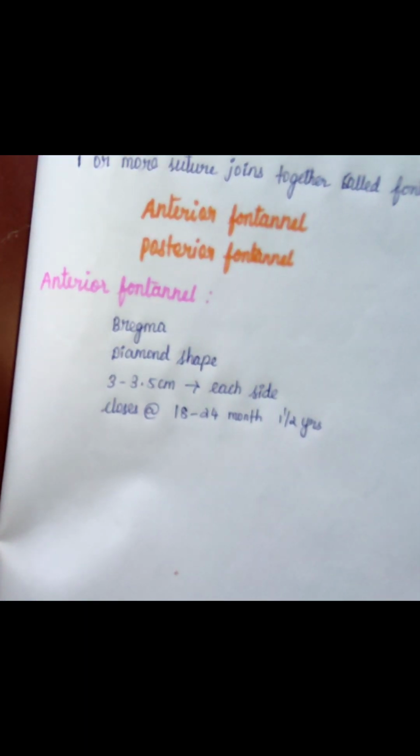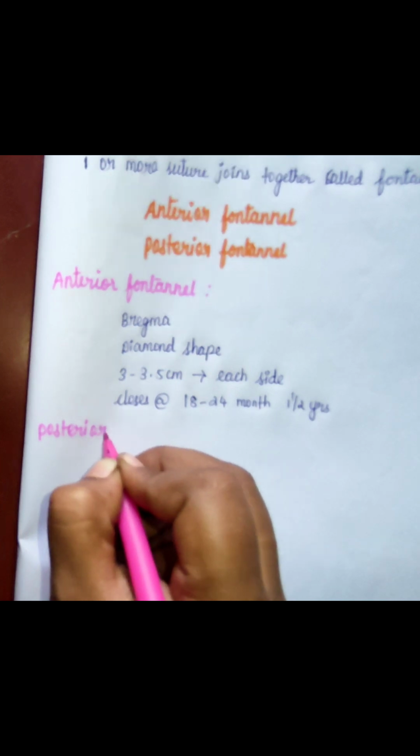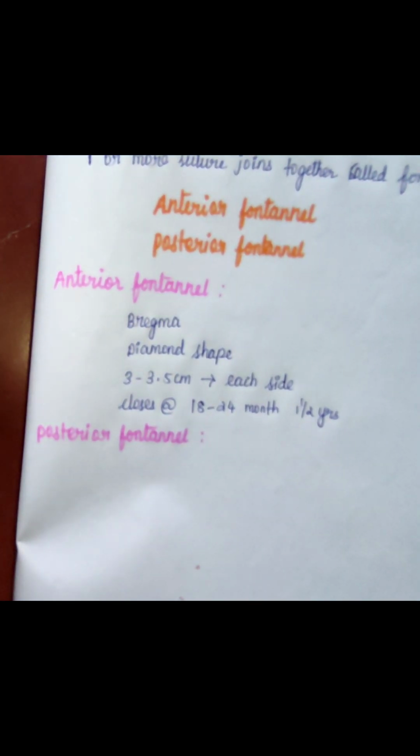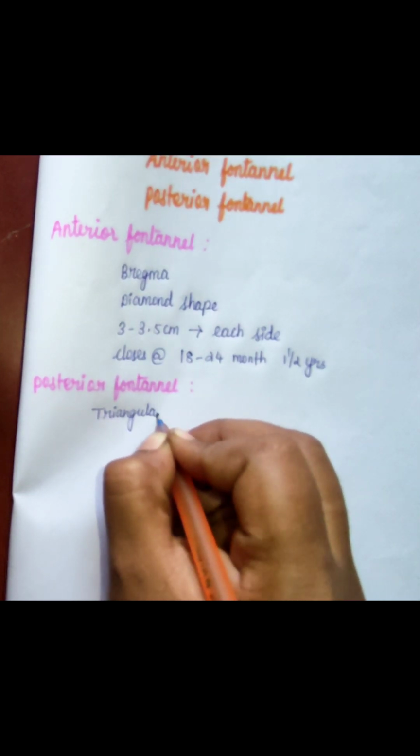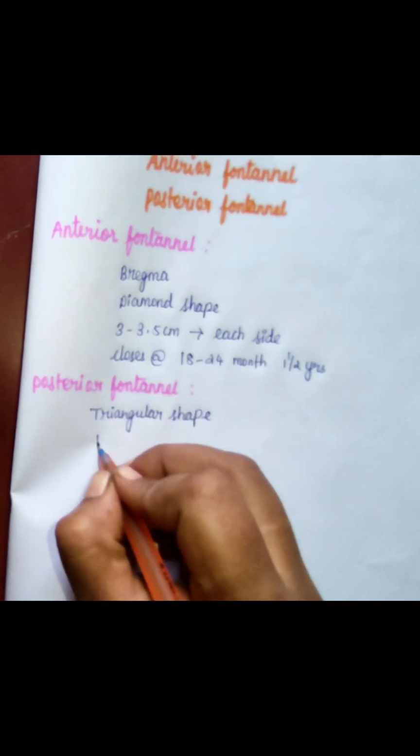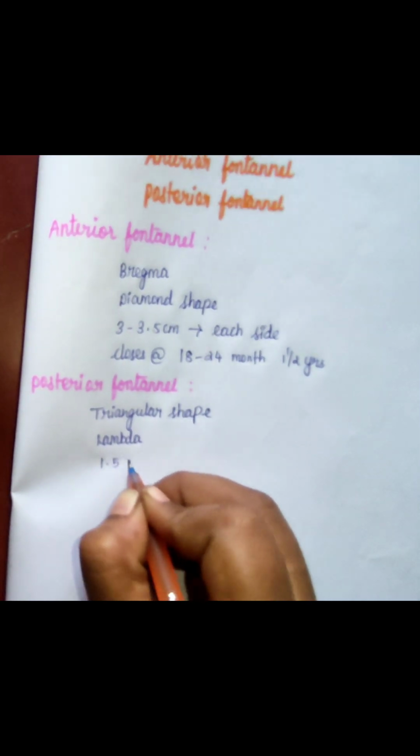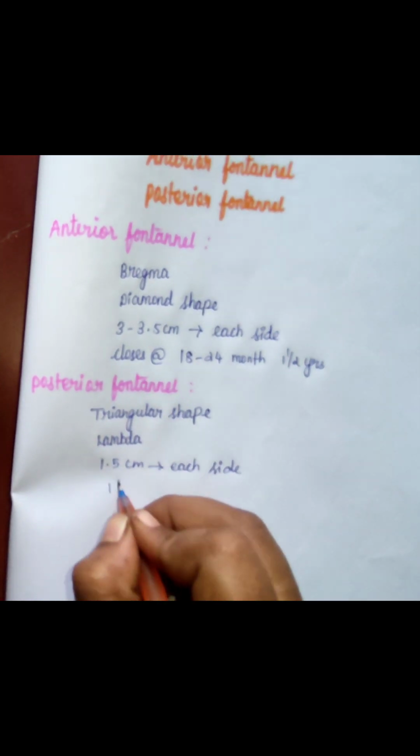Next one is the posterior fontanelle. It is triangular in shape, which is also called the lambda. It measures about 1.5 centimeter at each side and it closes at 1.5 months.